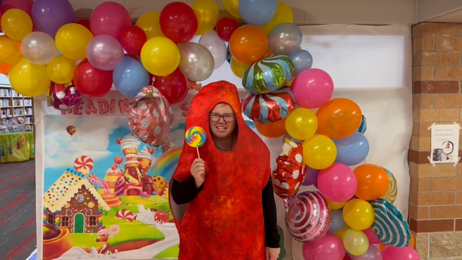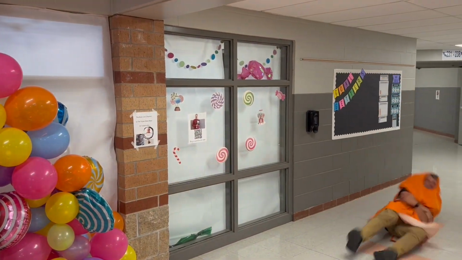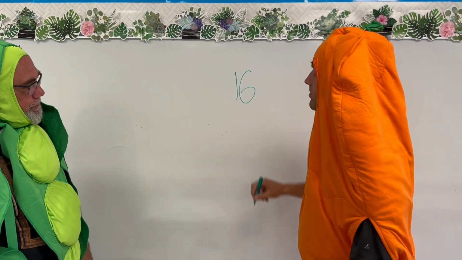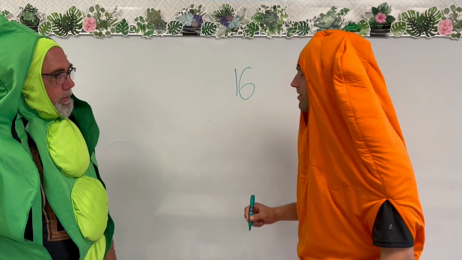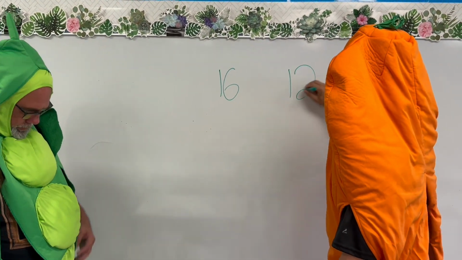Let's look at a real-world example about vegetables. Ew, nobody likes to talk about vegetables. So let's say you're at a farmer's market and a farmer is selling peas and carrots. He has 16, wait, you're not a pea, you're a green bean. He has 16 green beans and 12 carrots.